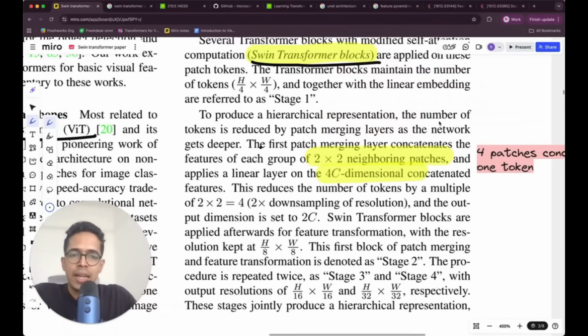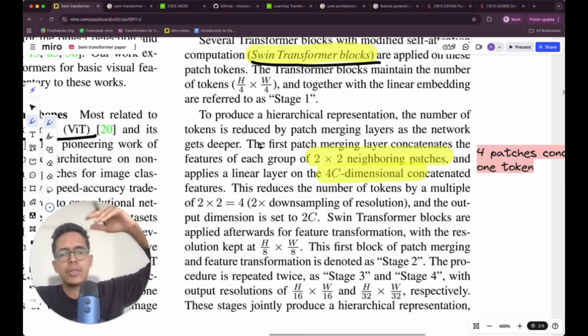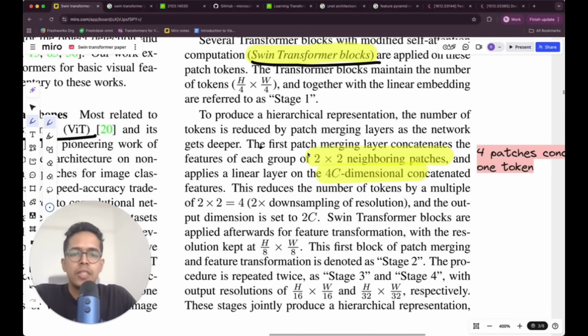To produce a hierarchical representation, the number of tokens is reduced by patch merging layers as the network gets deeper. This we saw in figure 1. In figure 1, we saw that in the initial layers there were more patches, and then as you went up, the total number of patches decreased. The first patch merging layer concatenates the features of each group of 2 by 2 neighboring patches and applies a linear layer on the 4C dimensional concatenated features. What does this mean?